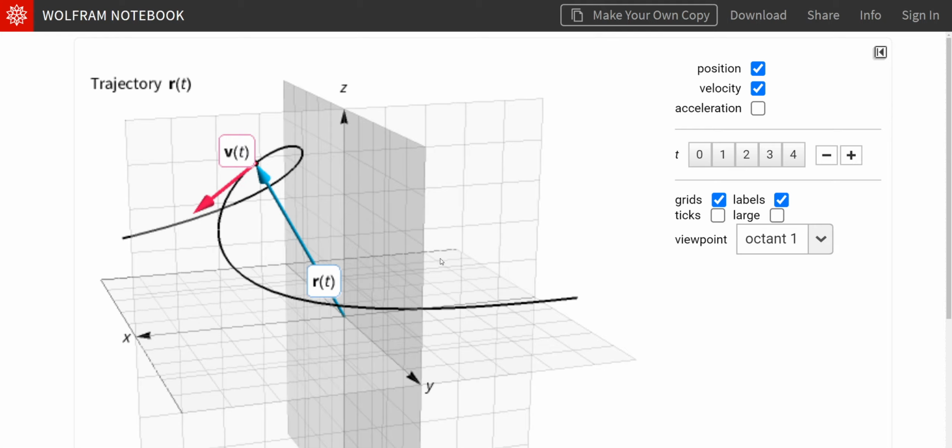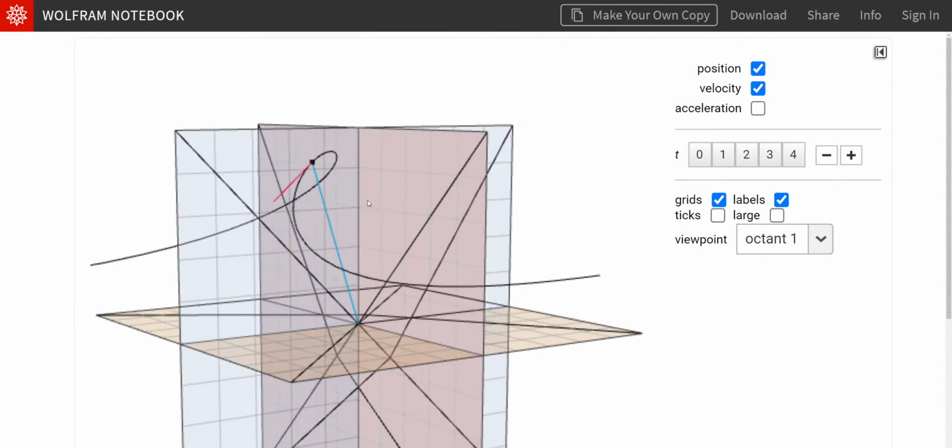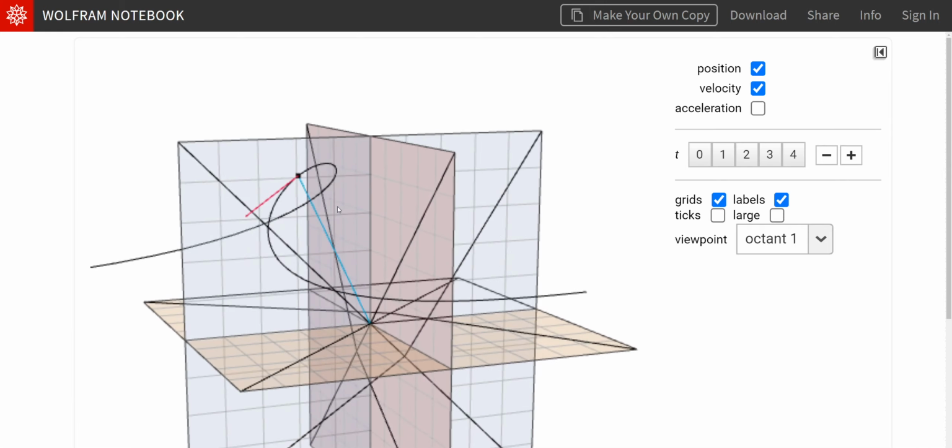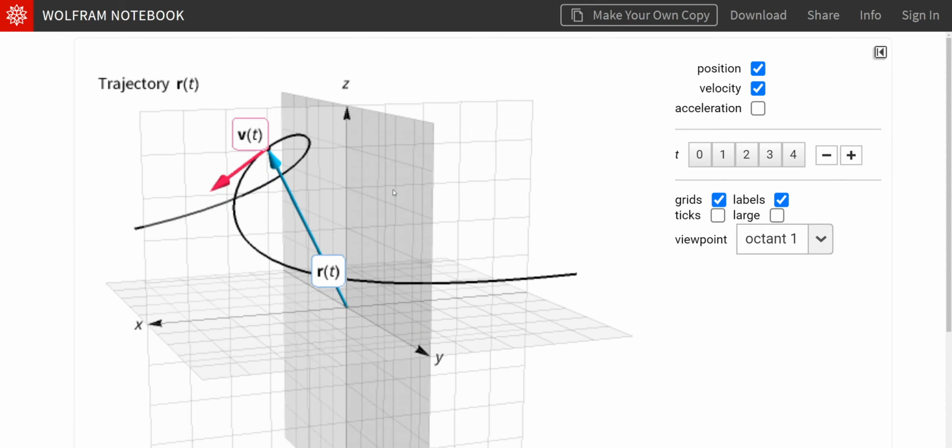Remember that the vector v of t could be anywhere in 3 space. It's not telling us anything about the position of the object. It's just telling us the velocity. It's just a vector, and vectors are the same no matter where you put them in 3 space. So that should resemble what you thought it might be. And then let's try and visualize what the acceleration vector is going to look like.